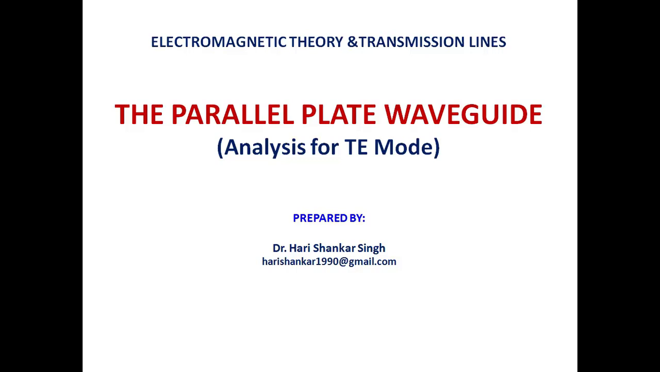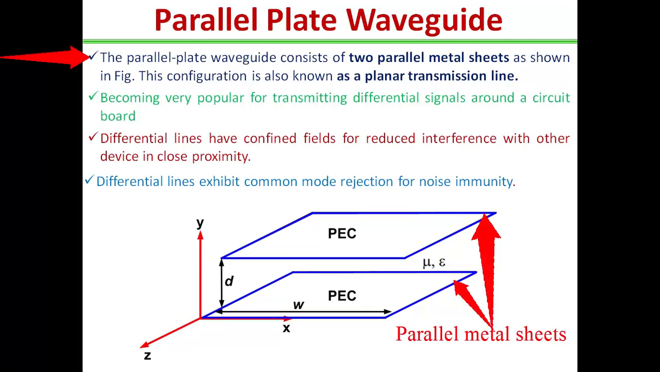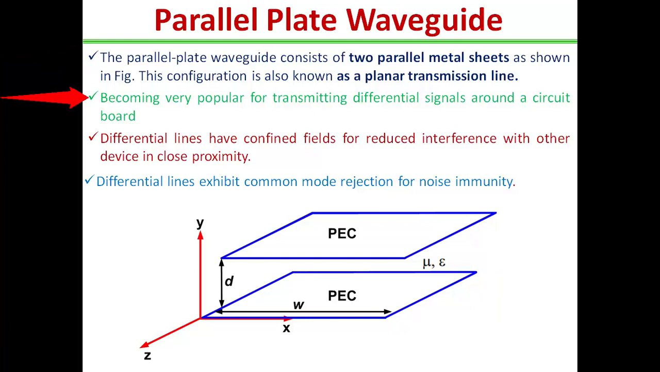So let's start. A parallel plate waveguide consists of two parallel metal sheets as given in the figure. It is also known as planar transmission line. It is popularly used for transmitting the differential signal around a circuit. The field will be confined within the two parallel conducting plates. These differential lines exhibit common mode rejection for noise immunity.